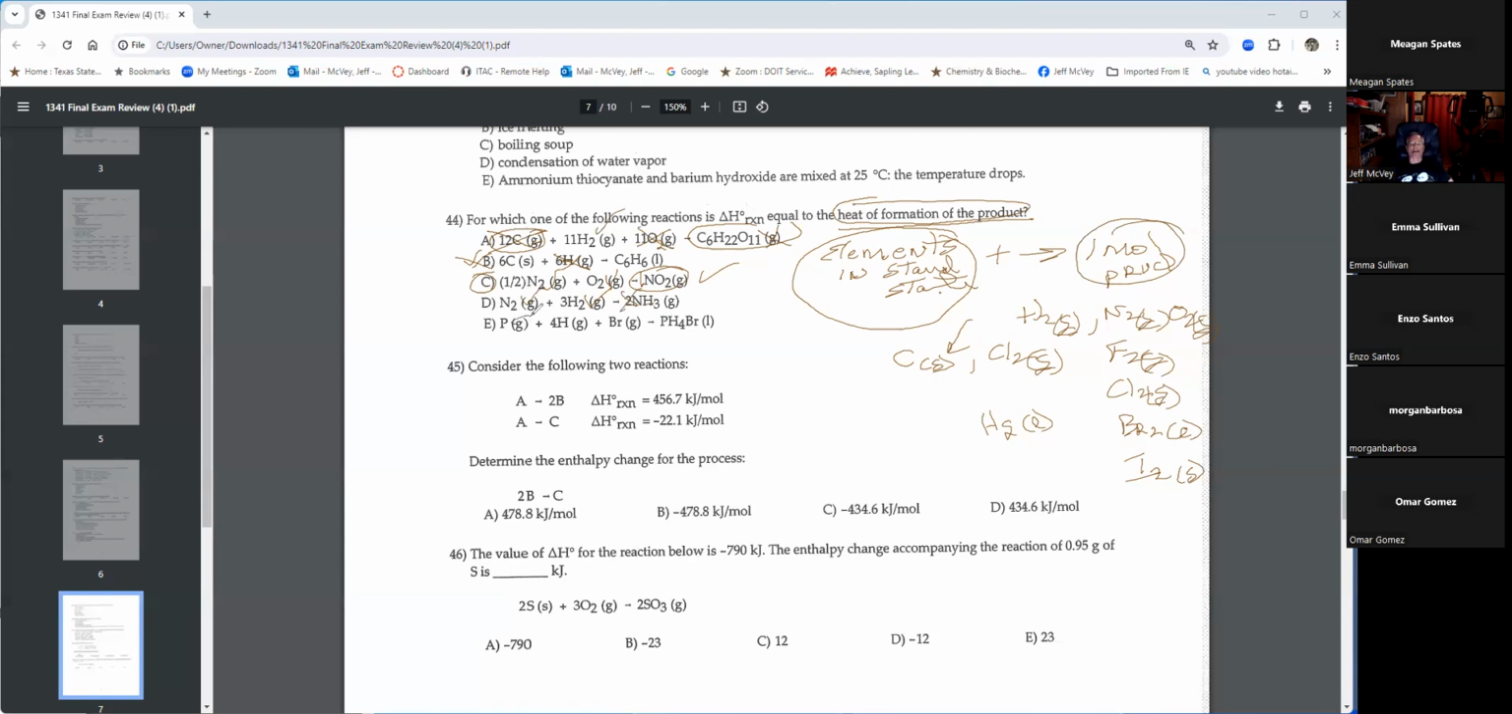Phosphorus. Phosphorus is a solid. Most of the elements on the periodic table are solids. Hydrogen does not run around as a monoatomic gas. It runs around as H2. So that's not okay. Bromine, number 1, not a gas, and it's diatomic in its elemental form. And so that's not okay. This whole reaction is a mess. And this is an ionic compound, and ionic compounds are solids, not liquids. Okay, so C is the answer to 44.